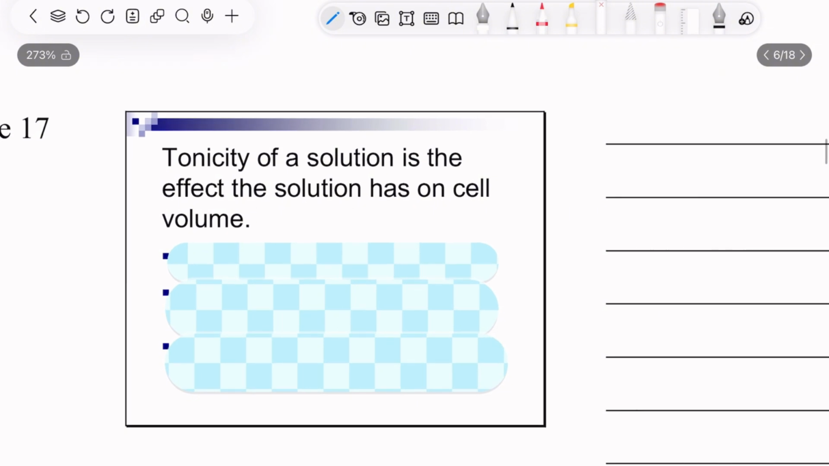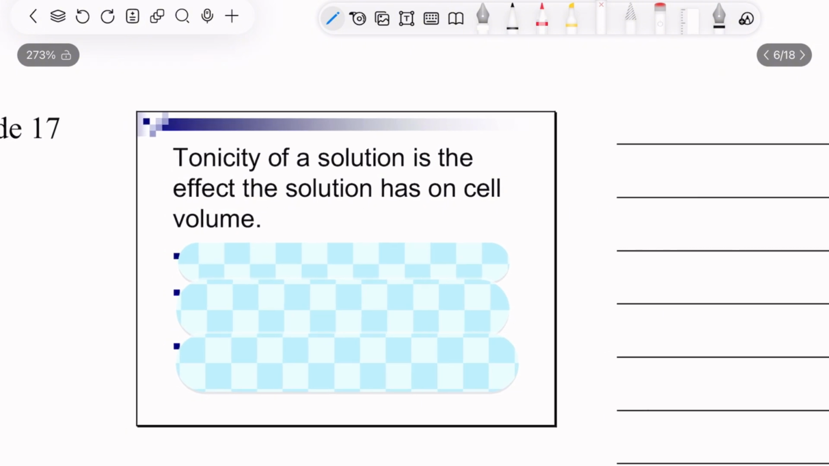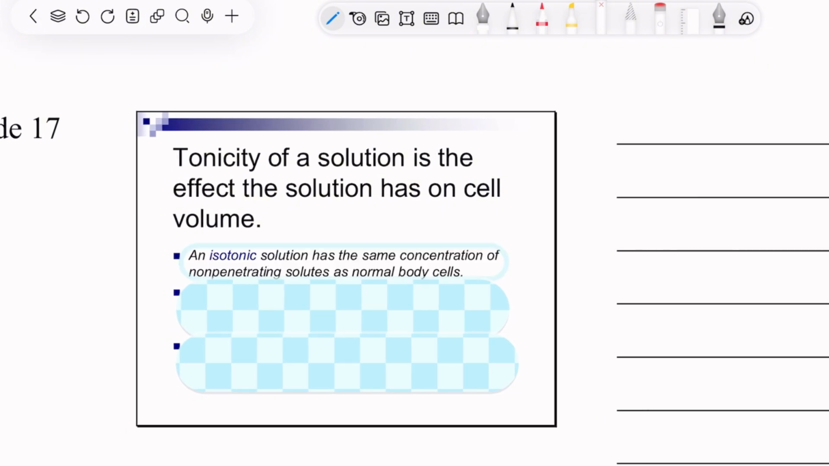Okay. Tonicity of a solution is the effect the solution has on a cell volume. So in an isotonic solution, it basically means it has the same concentration of non-penetrating solutes as normal body cells. In other words, the concentration of solutes is the same inside the cell as it is outside the cell. And you could also say the same with the water. Water moves in and out of the cell equally, so the cell's volume stays the same.